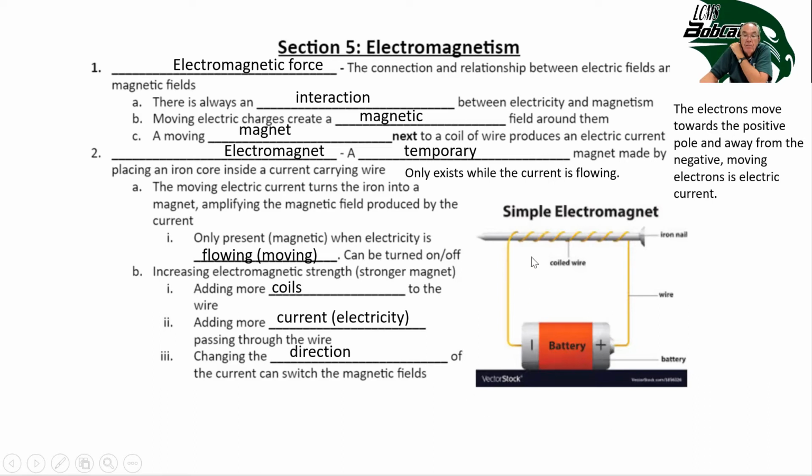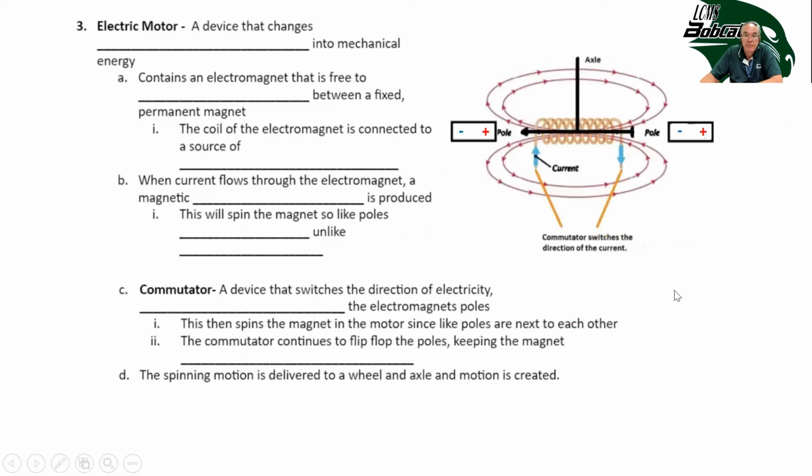So if we turn the battery around, then we would switch the positive and negative poles of this electric magnet. So an electromagnet, unlike a permanent magnet, can change its north and south pole. The south pole can become the north pole, and then the north pole can become the south pole. So that's real important to understanding how an electric motor works.